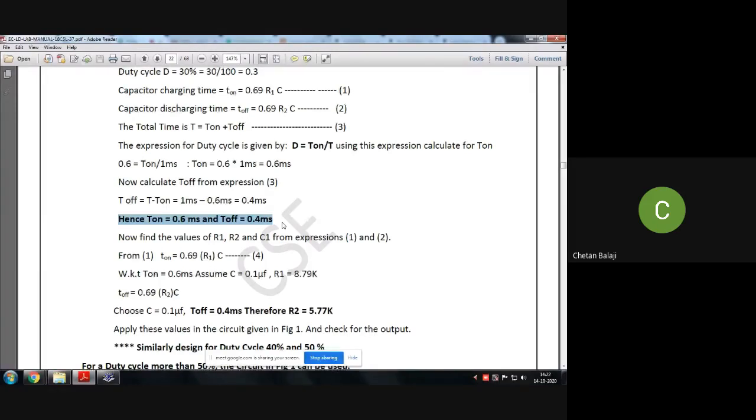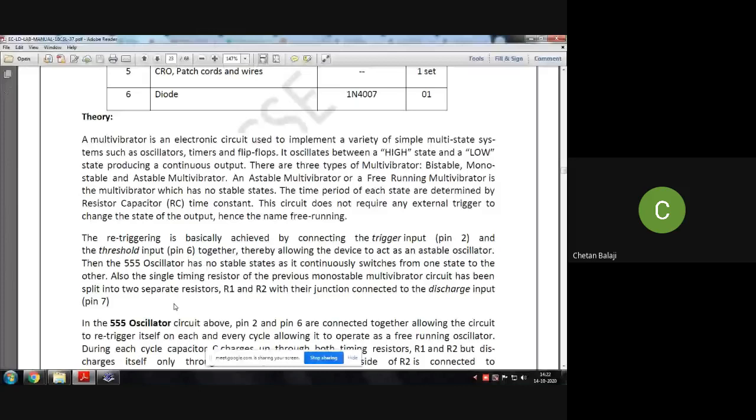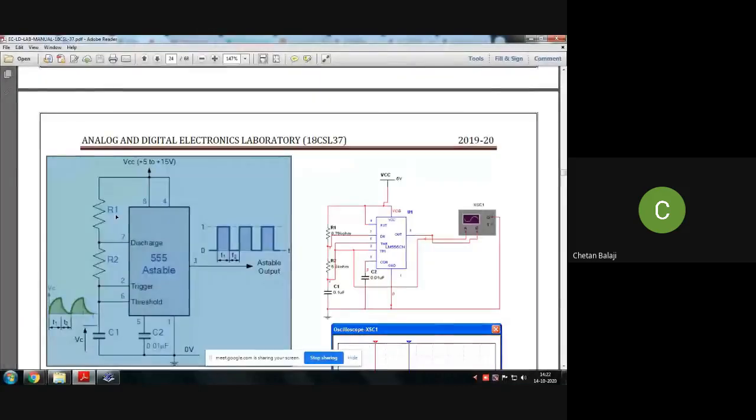Come back to this, because I told you in the problem that I should know the value of R1, I should know the value of R2, I should know the value of C1 also. Okay, now we have to find out what is the value.